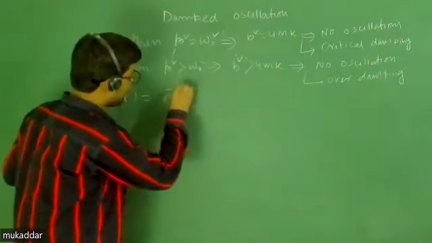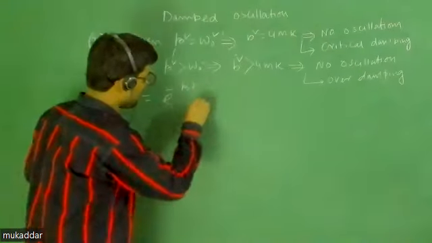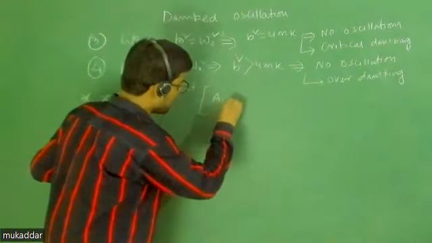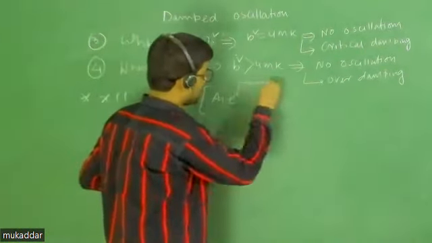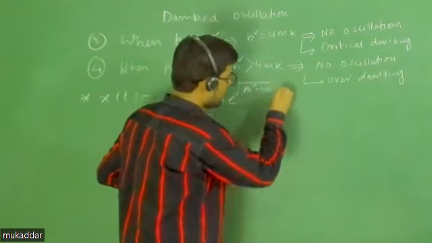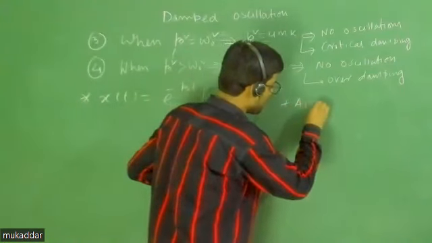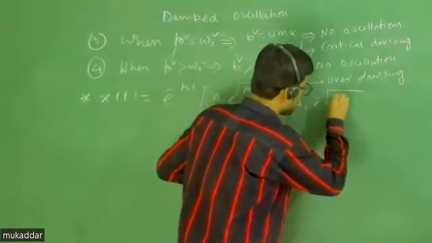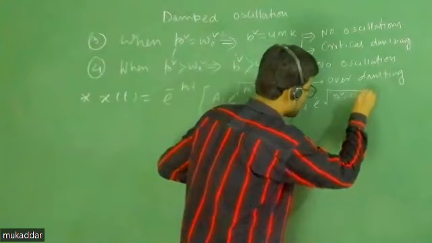e the power minus beta t, right? And then you have a1 e the power, क्या था जी यहाँ पे बताइए, beta square minus omega naught square t, then you have second term a2 e the power minus beta square minus omega naught square.